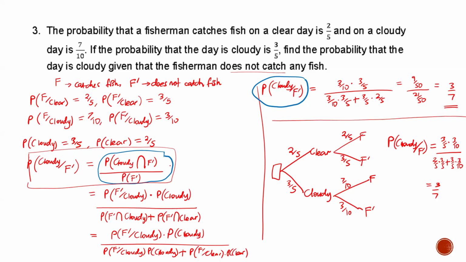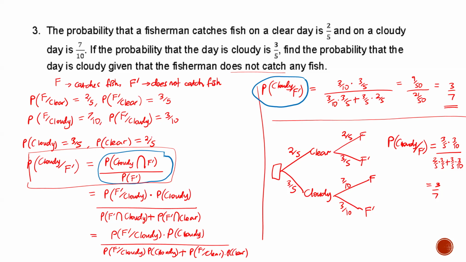Now, on a day when he doesn't catch fish, it could either be a cloudy day or a clear day. We want to establish the probability that on a day when he has not caught fish, what are the chances that it was a cloudy day? And to do that, we look at the probabilities of, on days he didn't catch fish, what was the probability that it was cloudy? Or you could say what was the probability that it was clear, and then you get the complement of that. But that's really what the question wants us to find.